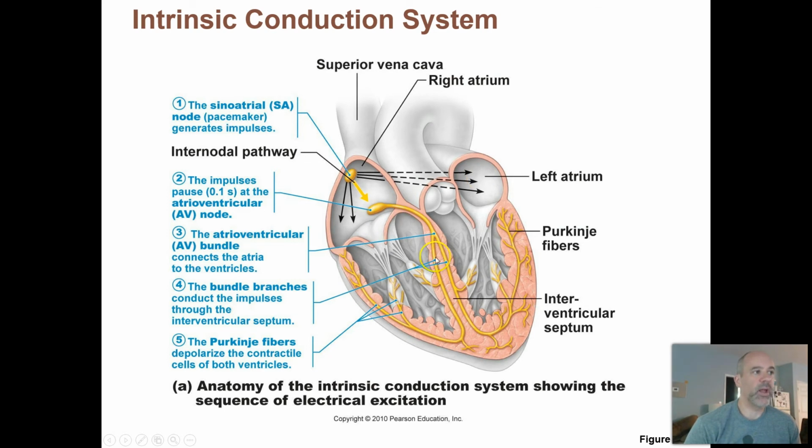So this is another way of looking at these features we've talked about as well. There's your SA node. They're not showing those strips or bundles that lead to the AV node here, but then that is connected into the AV bundle, or the bundle of His, and then your bundle branches, and then those lead to the Purkinje fibers that extend throughout the walls of your ventricles on each side.